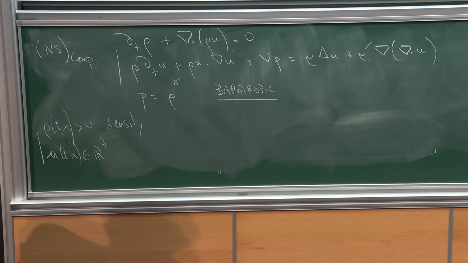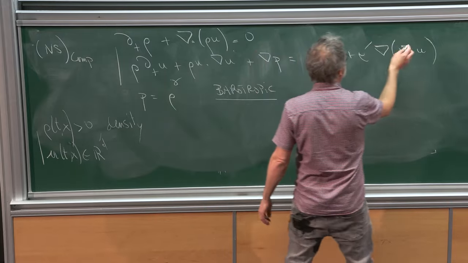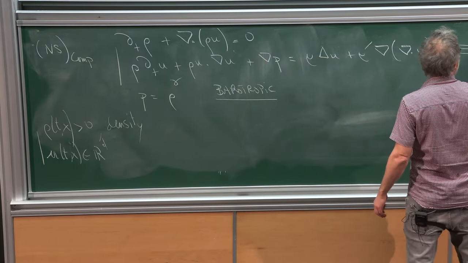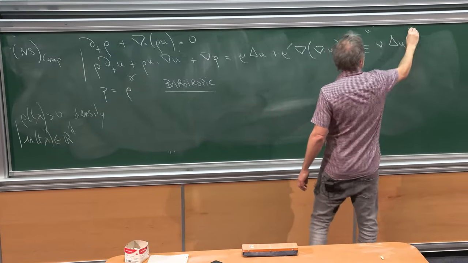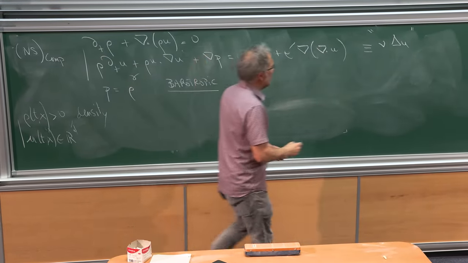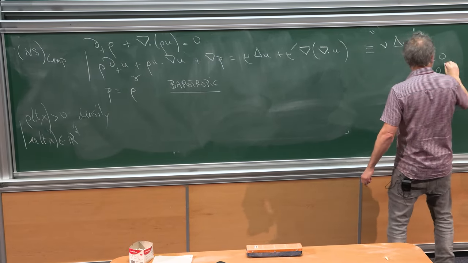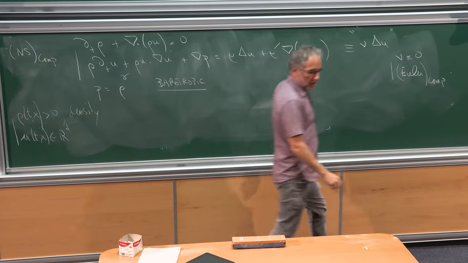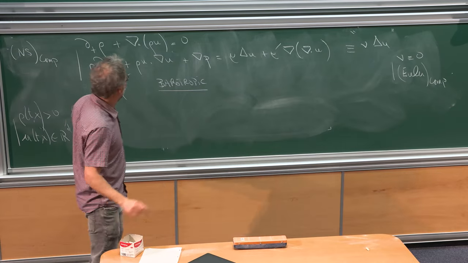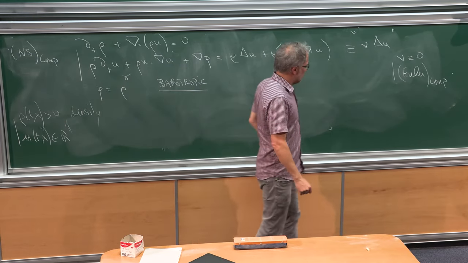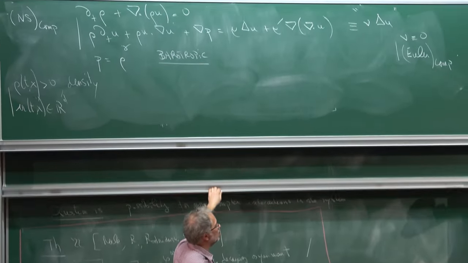For all intents and purposes, I don't really care about the structure here. Just think that I have some viscosity times Laplace, roughly. Just think that this is a dissipative term. This is what I want. And of course, if I decide that nu is zero, I will call this Euler comp. So you have two coupled equations here, and one of them comes with a viscous term.